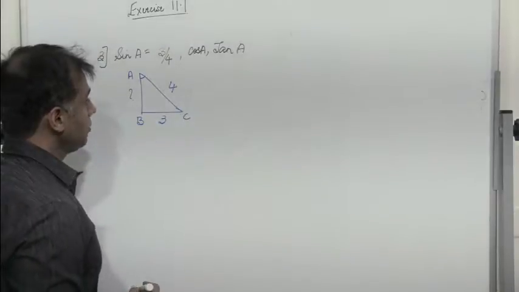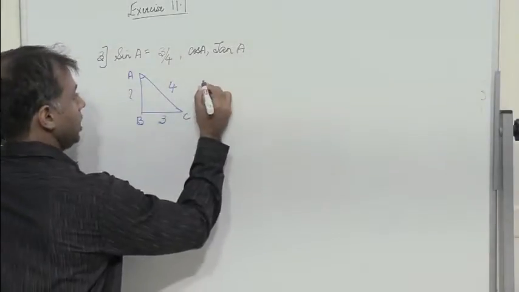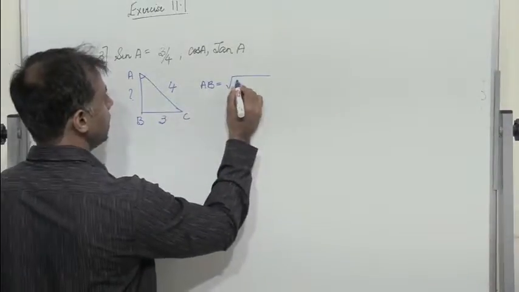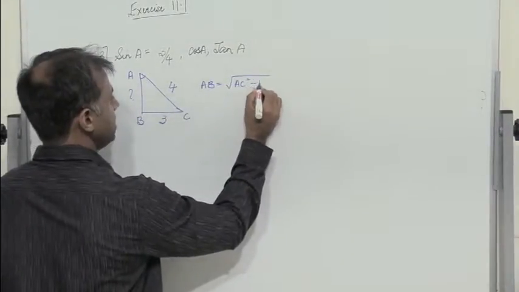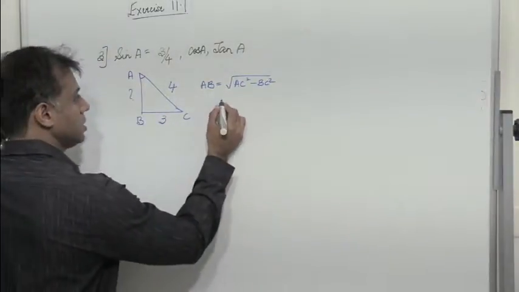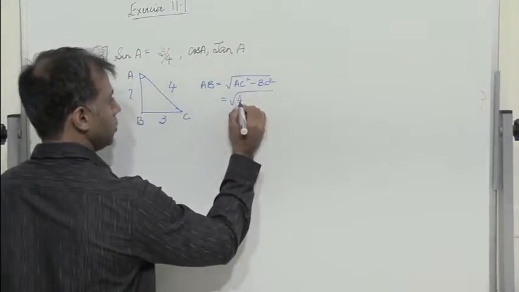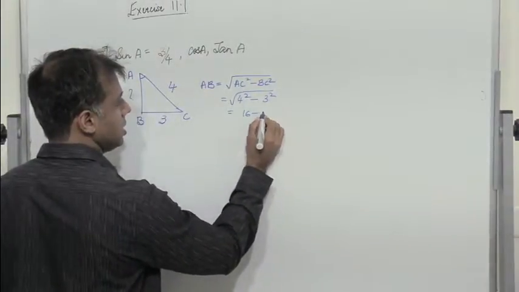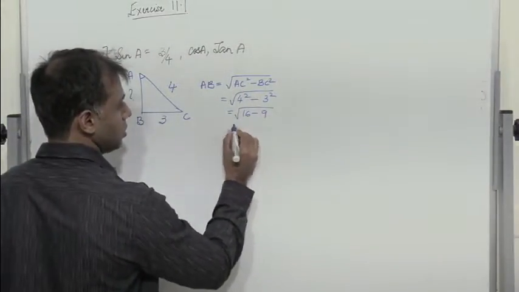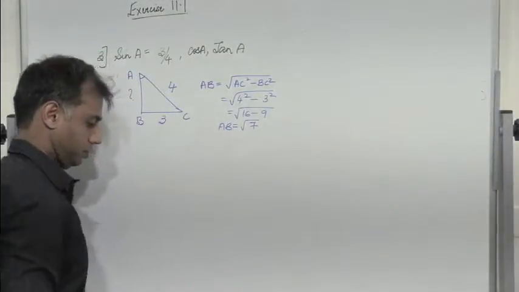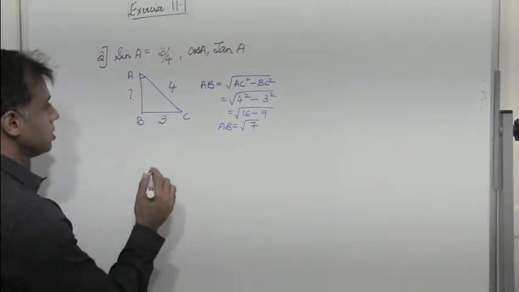And this is the adjacent side. So how do I find the adjacent side? So AB is nothing but root of AC square minus BC square. Correct? So this is going to be root 4 square minus 3 square, which is 16 minus 9, which is going to give me root 7. Okay, so now what is cos A?